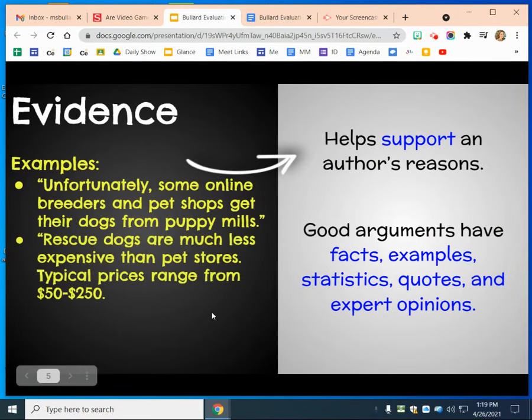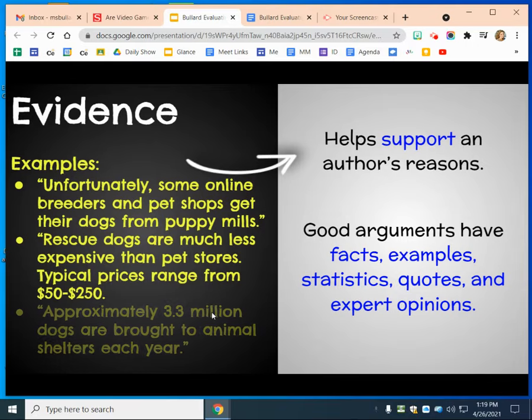Another piece of evidence I found in the article: rescue dogs are much less expensive than pet stores. Typical prices range from $50 to $250. You could consider that a statistic, a fact, but it does support the author's claim. And finally, one other piece of evidence you can include in your notes. This is another statistic. Approximately 3.3 million dogs are brought to animal shelters each year. And that definitely supports the claim we should adopt to help save the lives of those animals.